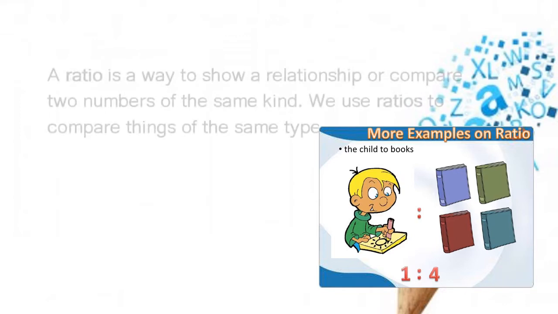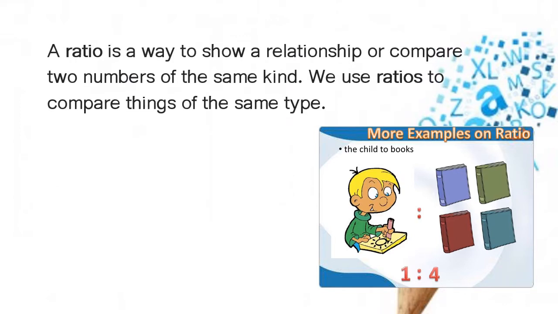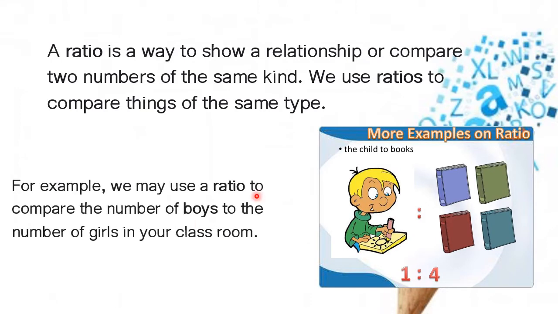So what is a ratio? A ratio is a way to show a relationship or compare two numbers of the same kind. Now we use ratios to compare things of the same type. Remember, we use ratios to compare things of the same type. For example, we may use a ratio to compare the number of boys to the number of girls in your classroom, right?